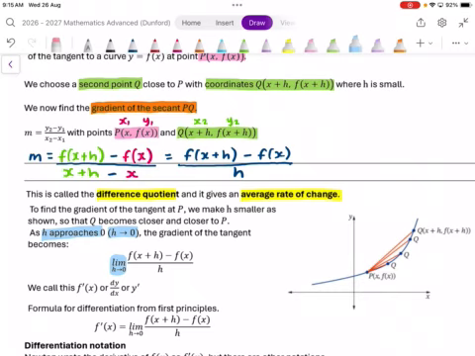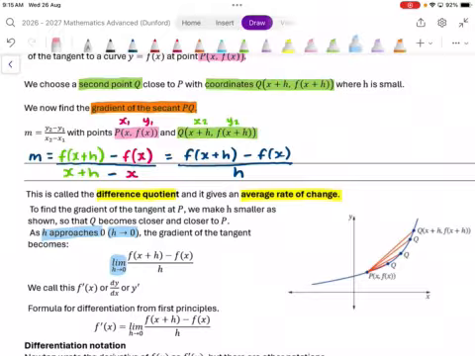A limit is just putting something into it. So we're just going to say that we're going to eventually let h equal 0, because we don't want any distance between those points. We pretty much want point Q right on top of point P.